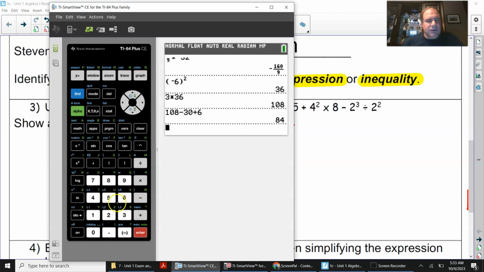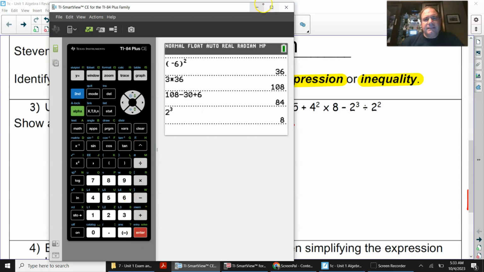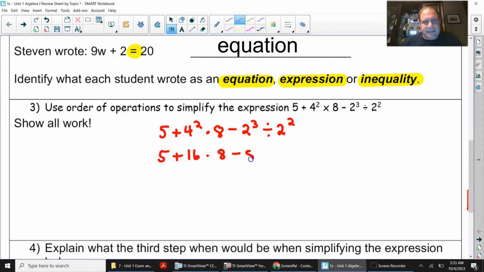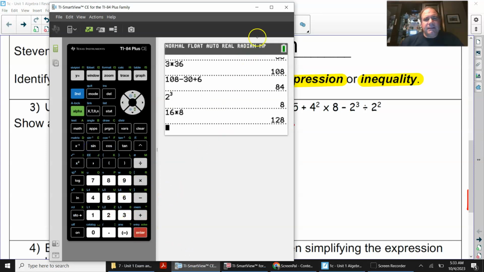In your calculator, you could do 2 to the third power by just going to that caret button up and to the third power. And that's 8. 2 times 2 times 2 is 8. Divided by 2 times 2, which is 2 squared, that's 4. So now we're taking a look at order of operations, PEMDAS. This addition I'm leaving alone, but I'm going to do 16 times 8 right now. I'm going to bring up the calculator. 16 times 8 is 128.